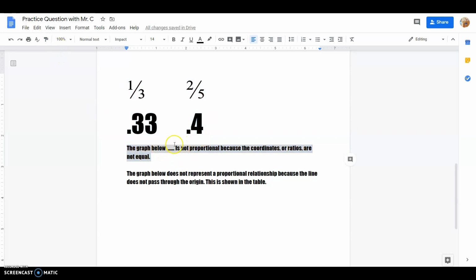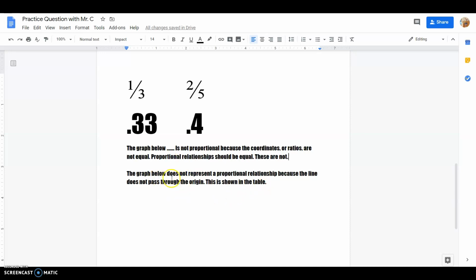Now, let's try and make these answers a little better. So we know that the graph is not proportional because the coordinates or ratios are not equal, right? But we want to also demonstrate that we know that proportional relationships need to be equivalent. So you could write proportional relationships should be equal. These are not. It could be that simple, ladies and gentlemen.